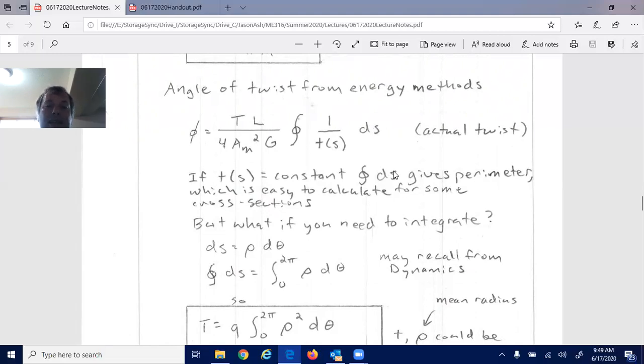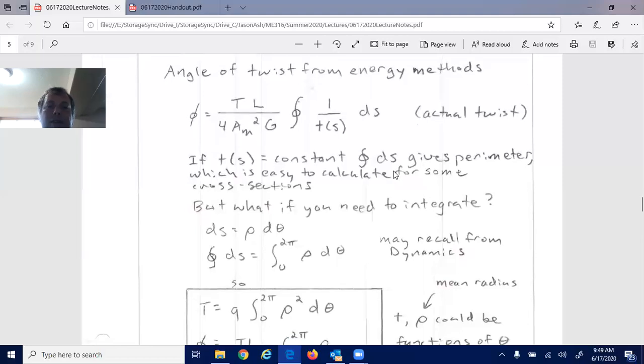Again, that's easy to calculate for some cross sections as well. This one breaks down to an easy expression too: if thickness is constant, it can come out, and that line integral is just the perimeter. I don't have a variable for the perimeter, so when we go through example problems, we'll just write that in as perimeter if we're able to solve in that manner.